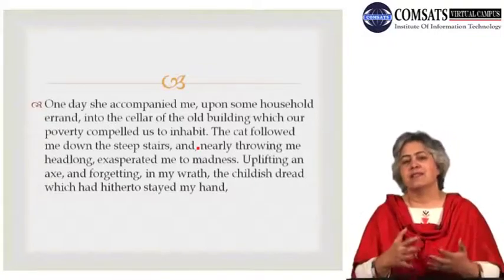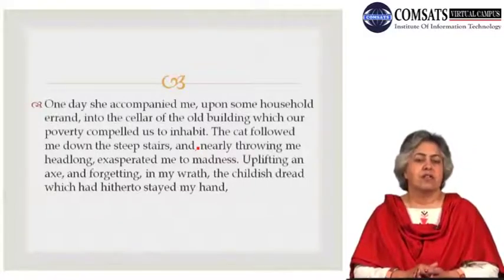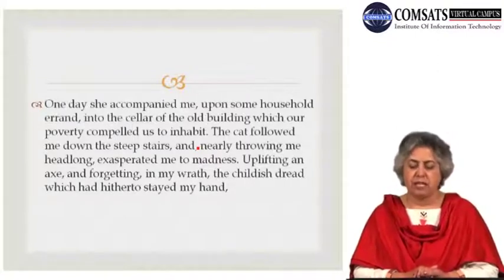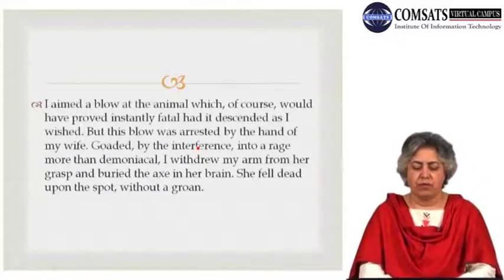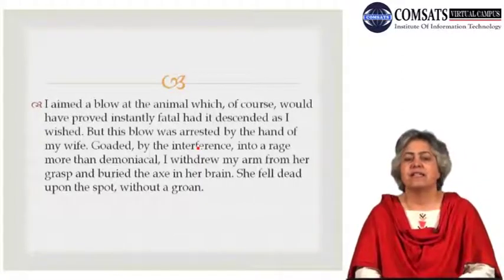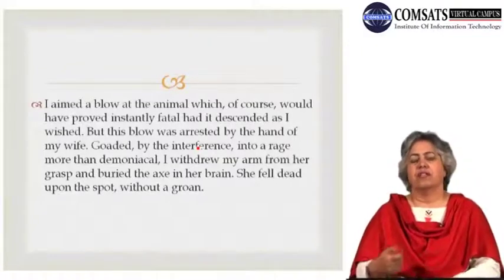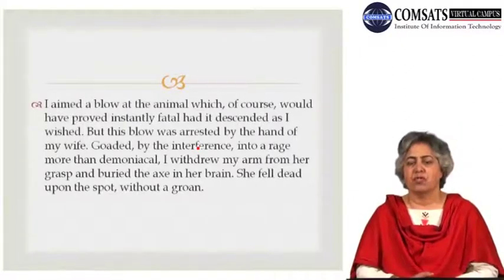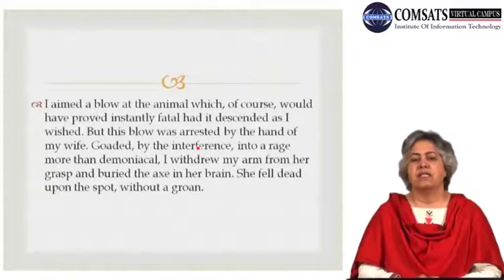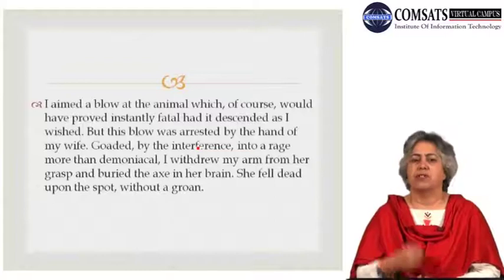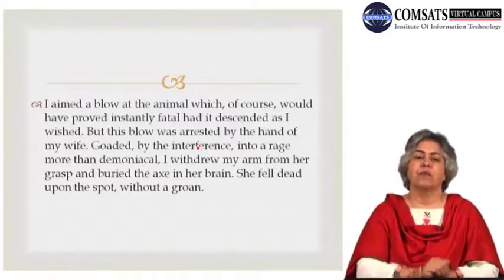So the cat, because the cat still doesn't understand what is going on, shows a lot of love and affection for the narrator, but the narrator cannot understand it. Uplifting an axe and forgetting in my wrath the childish dread which had hitherto stayed my hand, I aimed a blow at the animal, which of course would have proved instantly fatal had it descended as I wished. So he picks up this axe because he's so angry with this cat. So far he has been sort of trying to control his emotions by thinking of that one inhuman act that he had committed earlier. But now what he does is he picks up this axe. He's so angry, so frustrated, he wants to kill this cat. So he picks up this axe and he delivers what he considers a fatal blow to the cat.